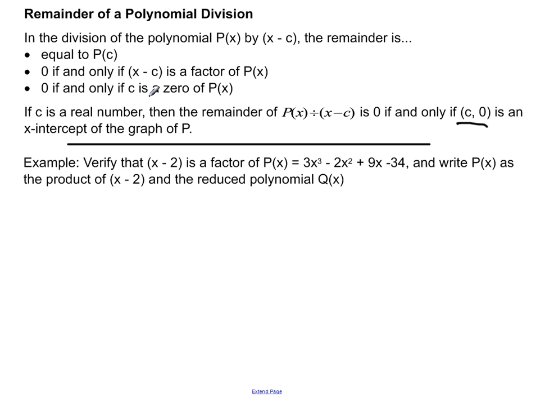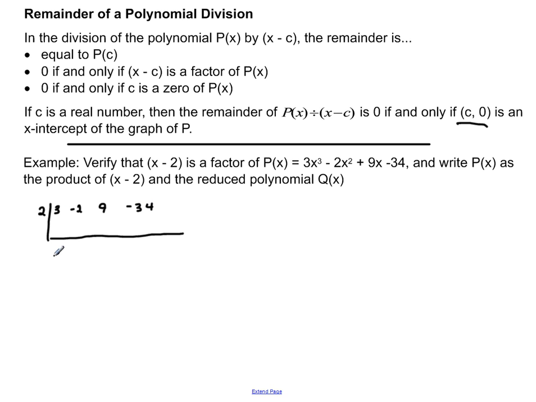Well, if we're interested in finding out whether or not it's a factor, we go through our polynomial division and check out the remainder. So we're going to put 2 on the outside of our division bar. We're going to put our coefficients of p of x, which are 3 for the 3x cubed. We don't need the x right there, right? Remember, synthetic division, we're just dealing with the coefficients. Negative 2, positive 9, and negative 34 as our coefficients.